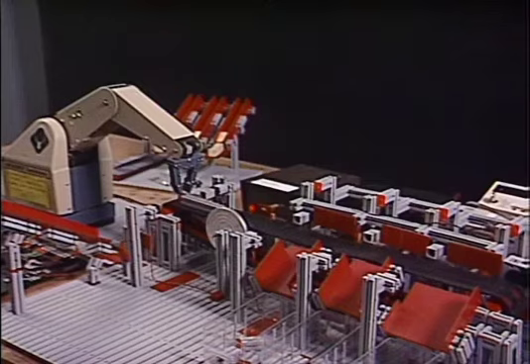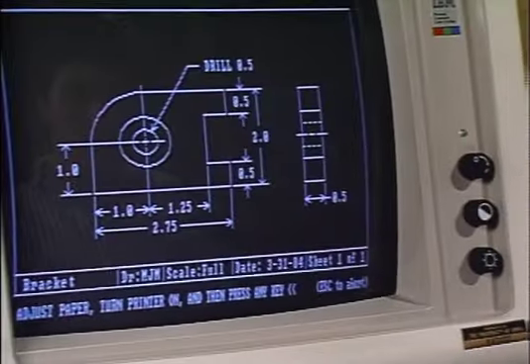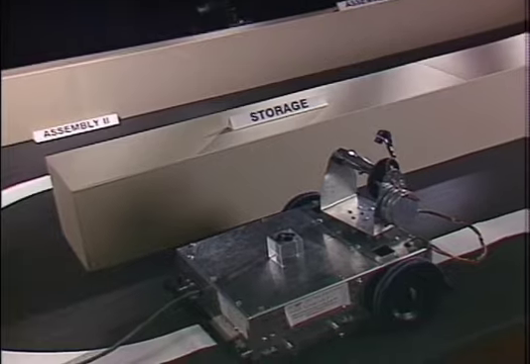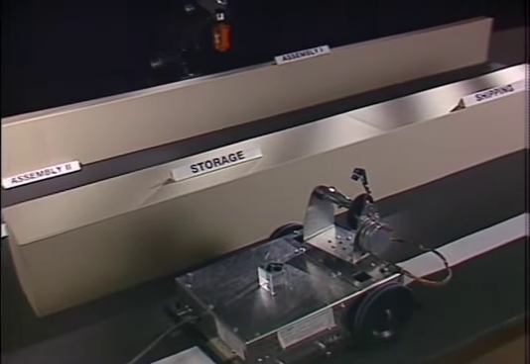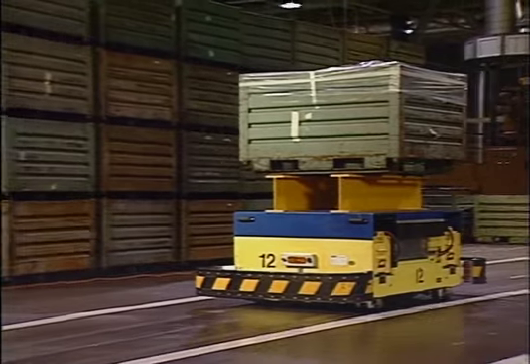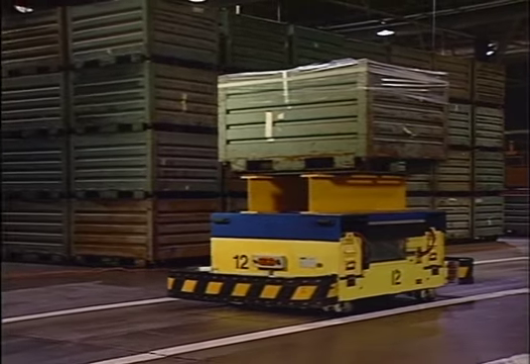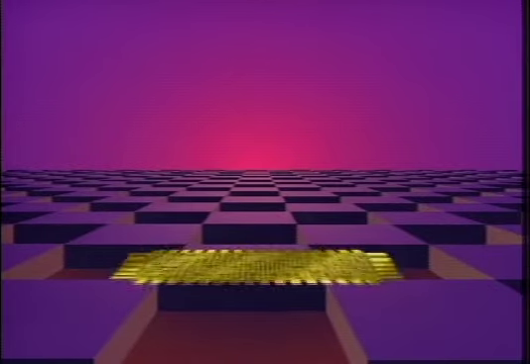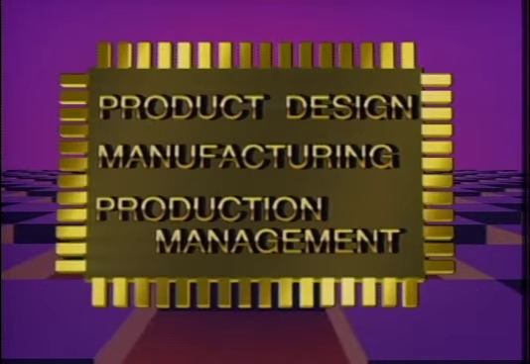At the University of Iowa College of Engineering, laboratory experience is vital in educating industrial engineering students in the principles of computer integrated manufacturing. This presentation parallels the elements of computer integrated manufacturing as implemented in the laboratory and in industry. The elements of computer integrated manufacturing systems may be divided into three main areas: product design, manufacturing, and production management.